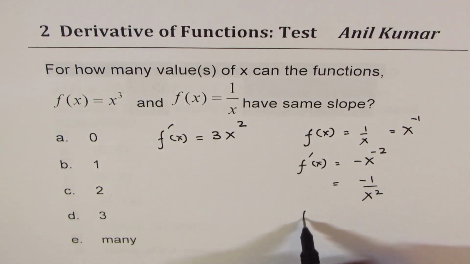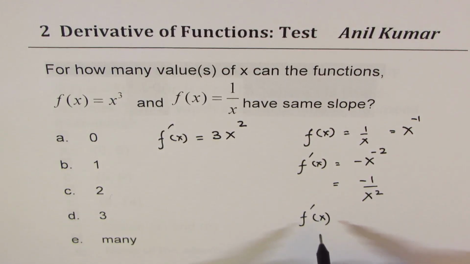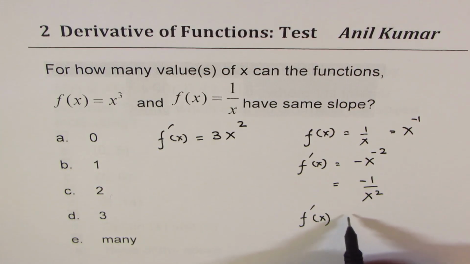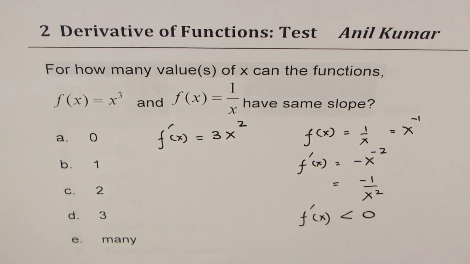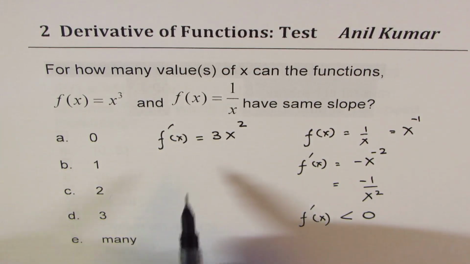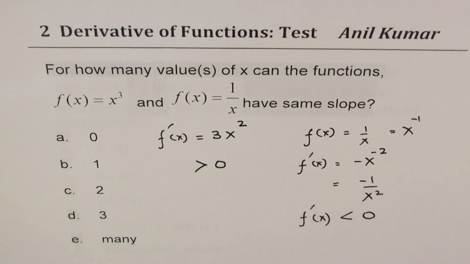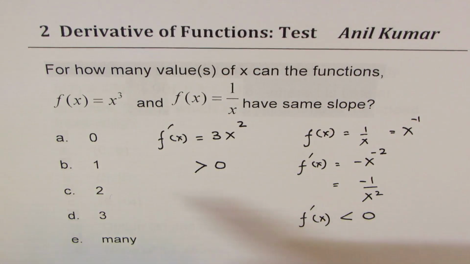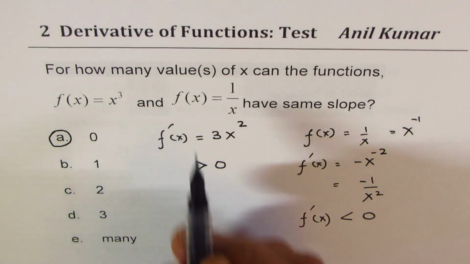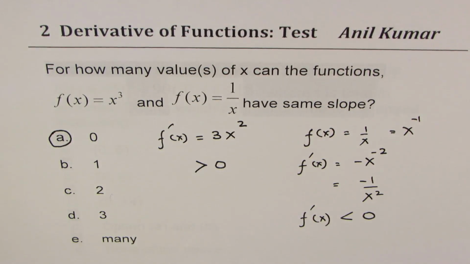So what you notice here is that the derivative of this reciprocal function is always less than 0, right? And the derivative of the cubic function is always greater than 0. So that means we will not have the same slope, right? So there are no points where these two functions can have the same slope.